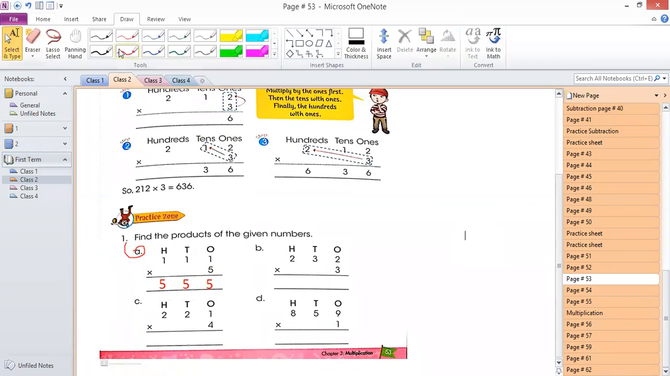Now, guys, you have to solve question number 1B. You have to solve. Multiply this 3 by 2 right here, 3 by 3 right here, and this 3 by 2 right here.